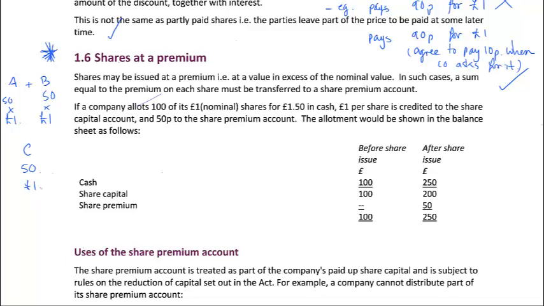However, that's not really fair, is it? A and B have invested their money into the business. They've worked in it for a year. They've invested their time, their effort. The value of the company has gone up.